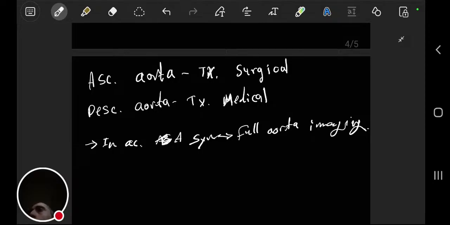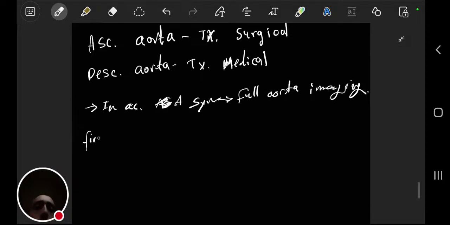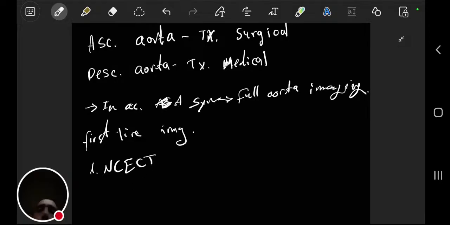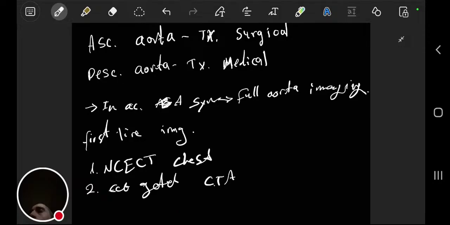So when we're talking about first line imaging, we are talking about, one, non-contrast enhanced CT of the chest, of course, and two, ECG gated CT angiogram of the chest, abdomen and pelvis. Chest plus abdomen plus pelvis.